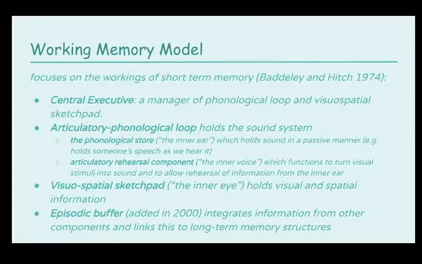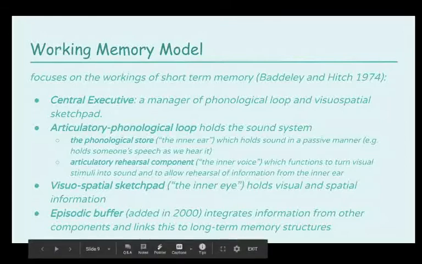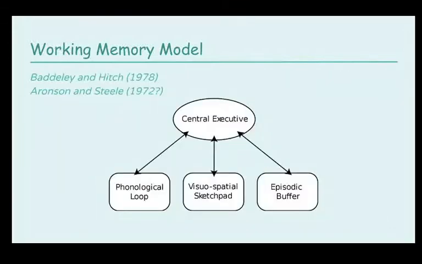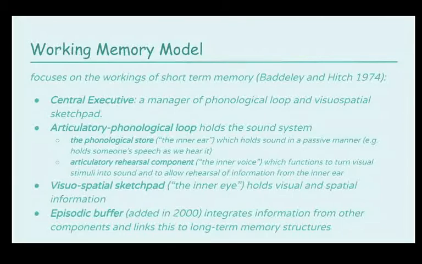Okay, so we're going to go into the working memory model. The working memory model, unlike the multi-store memory model, focuses on the workings of short-term memory. This theory was proposed by Baddeley and Hitch in 1974. There are several components in the working memory model. As you can see here, the central executive is the manager of the phonological loop and visuospatial sketchpad. It's the main thing that holds them together.